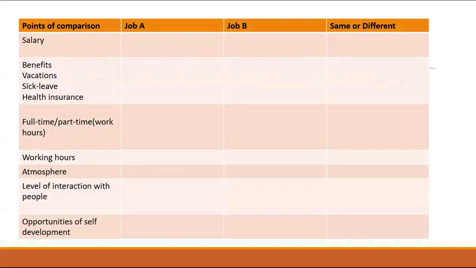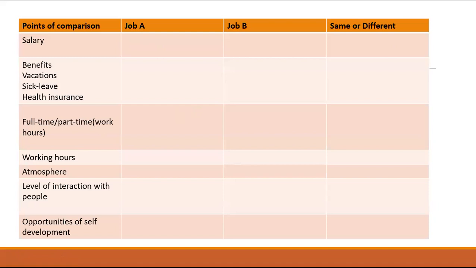Next. Now here we have a chart. Salary, job A, job B, same or different. So you will find whether this particular thing is same or different. Benefits, vacation, sick leave, health insurance, then next quality, full-time or part-time work. Okay, for example, job A is part-time, right? Or maybe the timing is different. It's not in the morning, it's in the afternoon or in the evening.